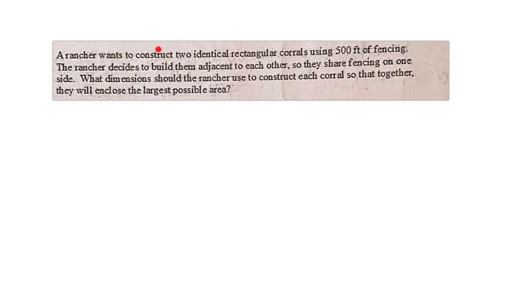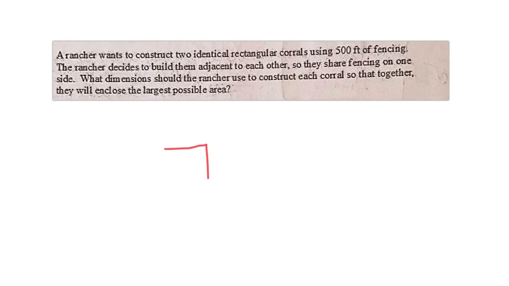Okay, let me do another problem. A rancher wants to construct 2 identical rectangular corrals using 500 feet of fencing. The rancher decides to build them adjacent to each other so that they share fencing on one side. What dimensions should the rancher use to construct each corral so that together they will enclose the largest possible area? 500 feet of fencing, building them adjacent to each other.